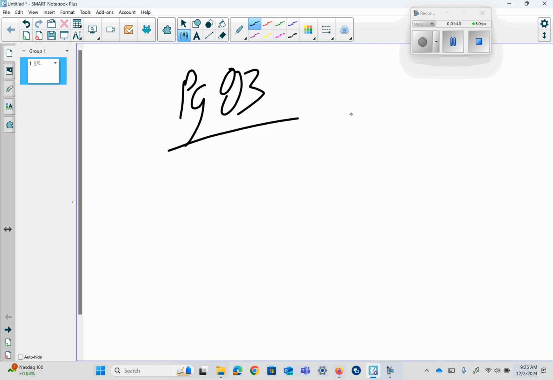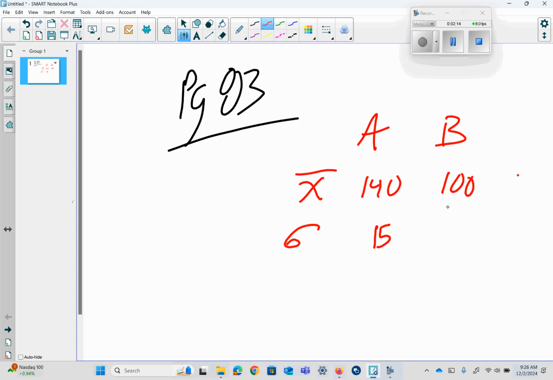Can we model this if we use both of the things? And the answer is yes. So you have bowler A, bowler B. Bowler A has a mean of 140 and a standard deviation of 15. And bowler B has 100 and a 20.